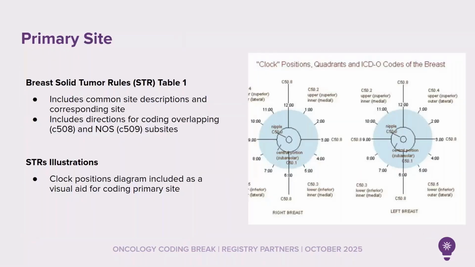Primary site is determined by the clinical workup. The breast solid tumor rules provide some really great resources. Table 1 includes common site descriptions and which site code should be assigned. This table also includes directions for coding overlapping and NOS subsites within the breast. The clock diagram that's shown on the right is included under the illustrations of the breast solid tumor rules, but can also be found in the SEER Appendix C breast coding guidelines.